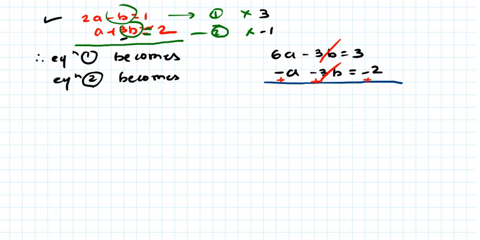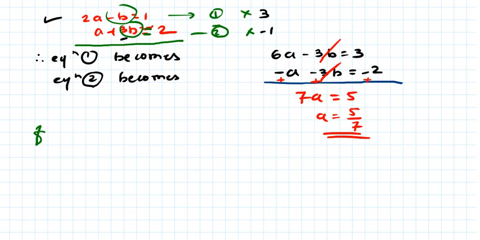Okay, and 6a plus a will be 7a and this 3 plus 2 will be 5. So we get the value for a, that will be 5 by 7. Okay, now to find the value for b, we can use equation number 1 or 2. So to get b, I will use equation number 2.